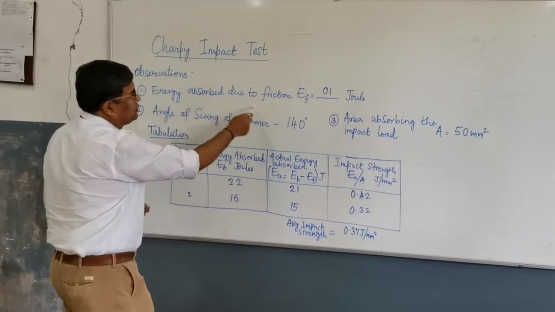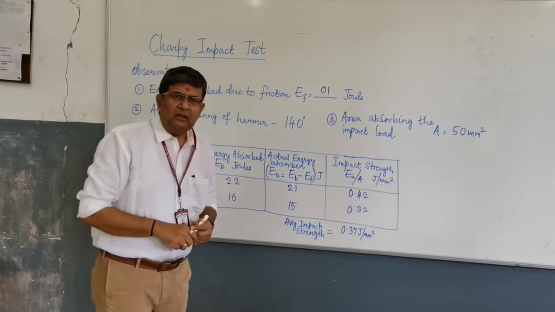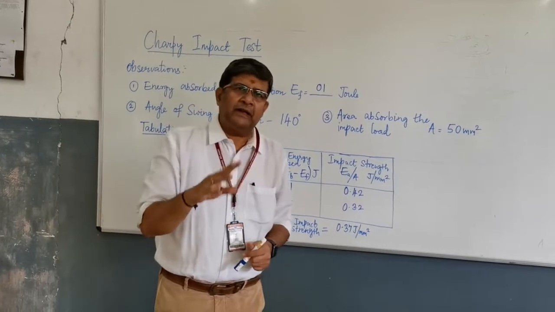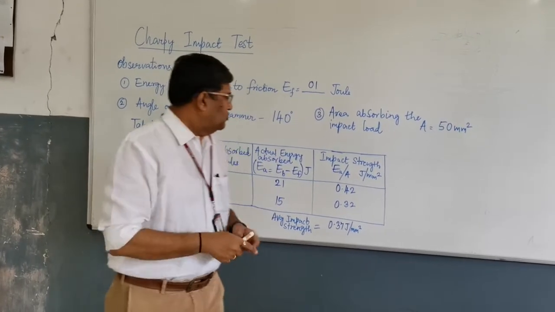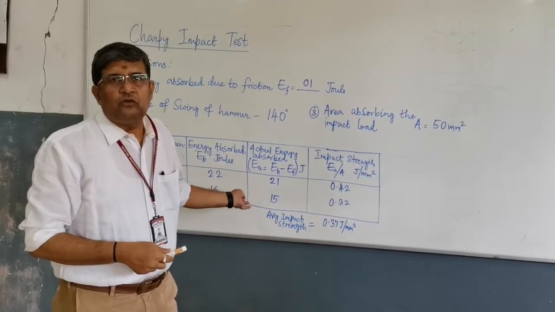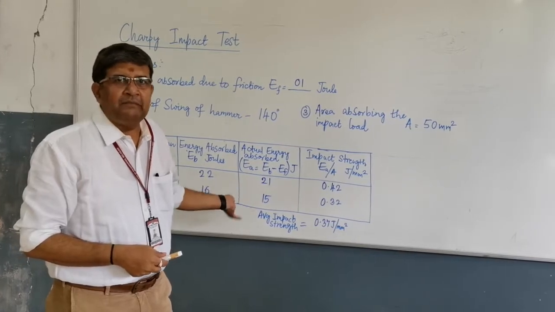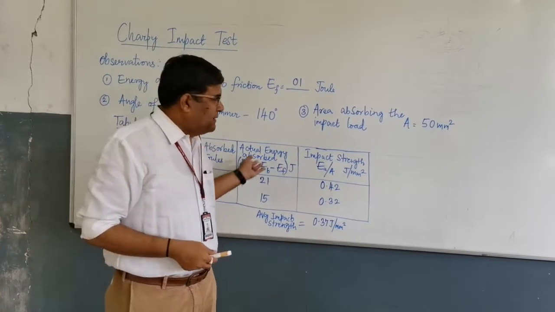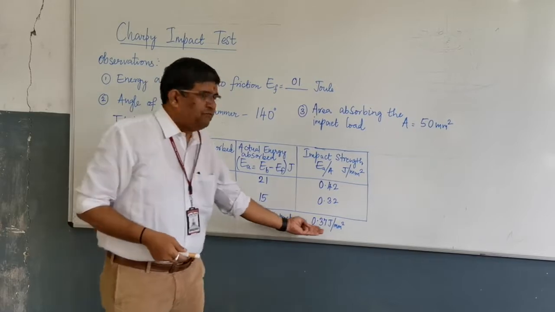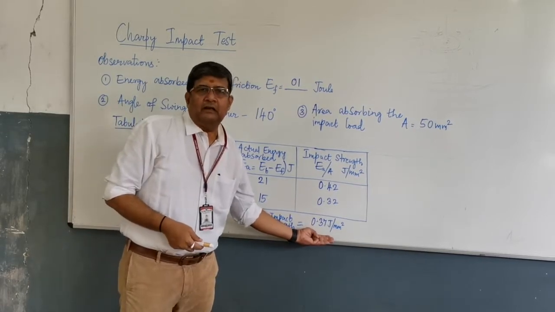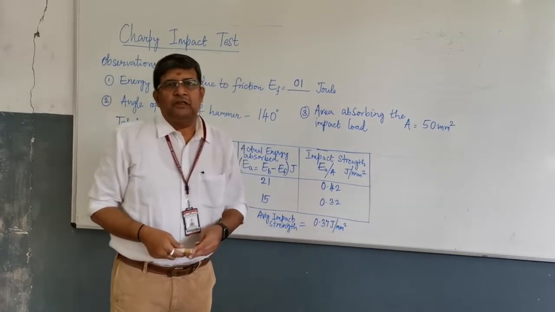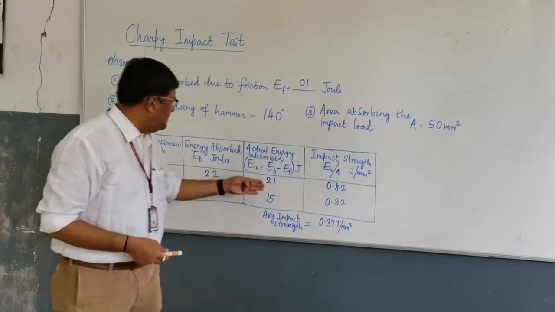Now the energy absorbed due to friction is 1 joule. These are the readings which you are going to write in the journal and complete the journal. We have already given you the readings, so please note them down and transfer the same readings. Based on this, this will be the final result which you will write, and in the conclusion you will have to mention why there is a difference between these two values.